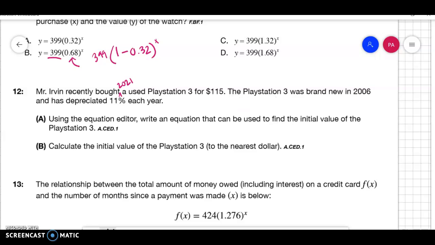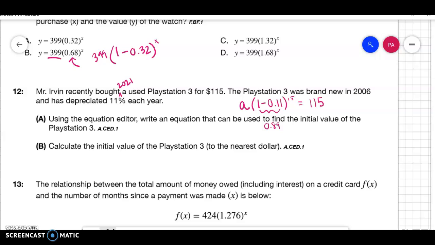Okay, so you have to actually think like, okay, what was the cost? Okay, and then it has depreciated, right? So it's by 11% each year, so minus 0.11, and that was for a total of 15 years, and you end up getting 115 because that's what Mr. Irvin bought it for. Okay, so we kind of want to take that's what our equation was, or if you just went ahead and did that math right there and said it was 0.89, that's fine.